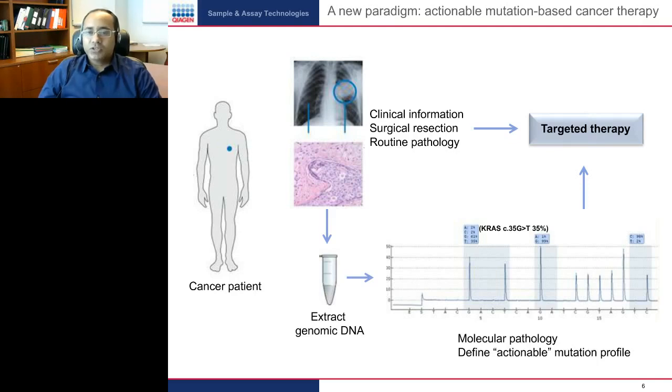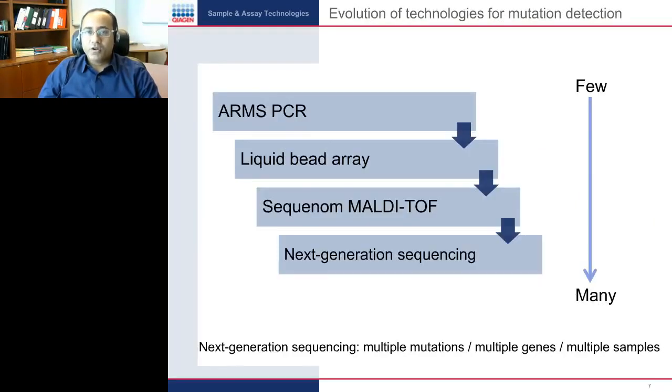And now the question is how we can define this actionable mutation profile, or what is the best method to detect these actionable mutations. If you look into the different technologies which are available to detect mutations, there is PCR, and then there are liquid bead arrays. We have Sequenom, and then came next-gen sequencing, which has revolutionized the way we detect mutations.